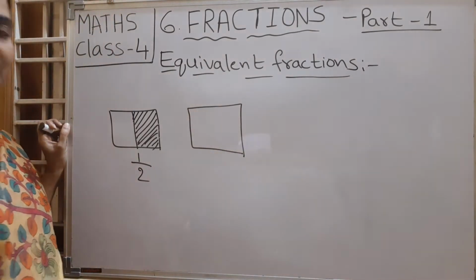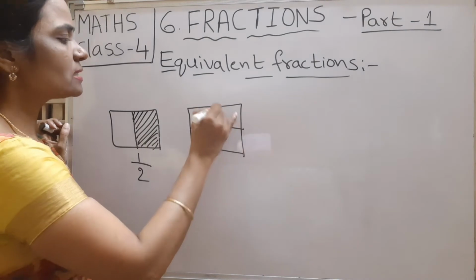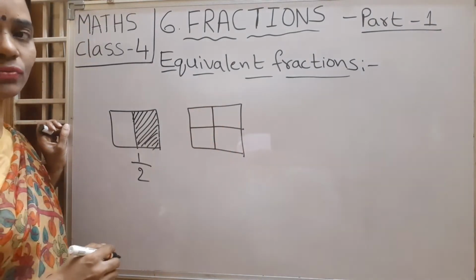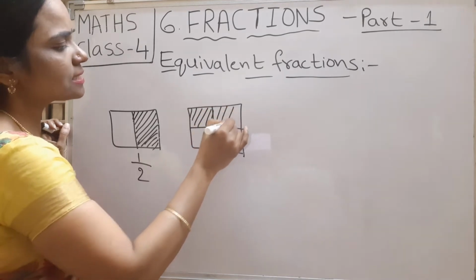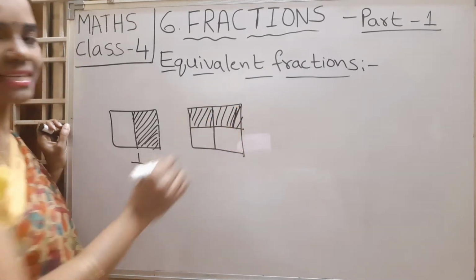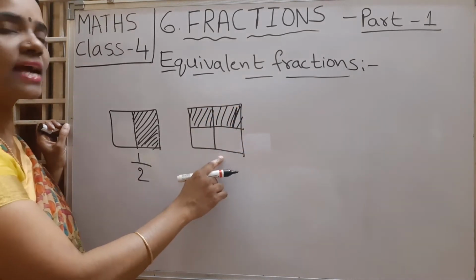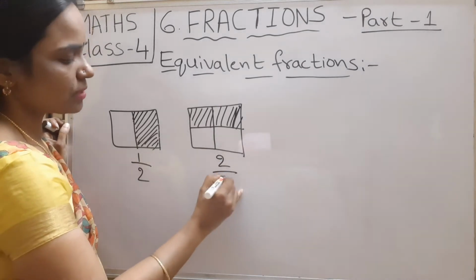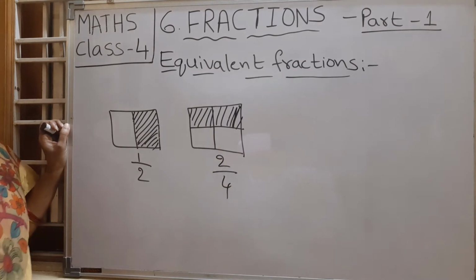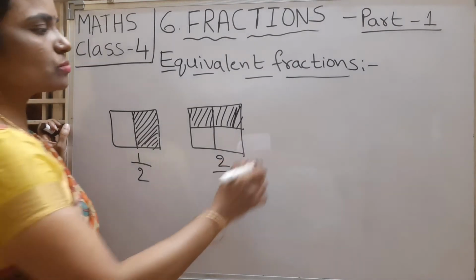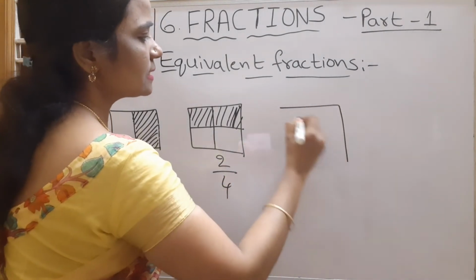Now the whole thing is divided into how many equal parts? 4 equal parts. Out of 4, how many are colored? Only 2 parts are colored. Now what is the fraction for the given shape? 2 by 4. 1, 2, 3, 4. Out of 4, only 2 parts are colored. So the fraction for the given shape is 2 by 4.